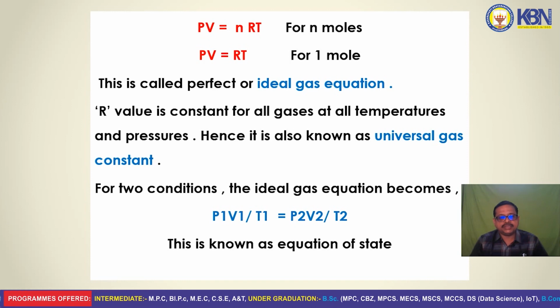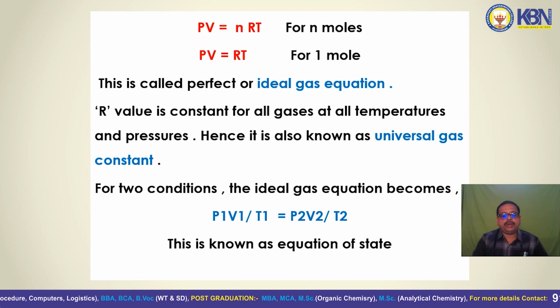The R value is constant for all gases at all temperatures and pressures. Hence, it is also known as the universal gas constant. For two conditions, the ideal gas equation becomes P1 V1 by T1 equals P2 V2 by T2. This is known as the equation of state. Coming to the next slide.